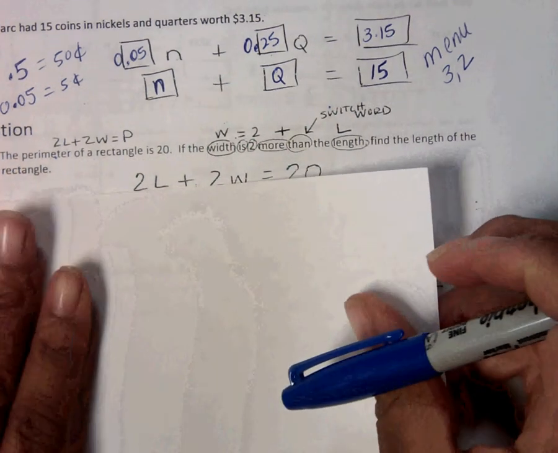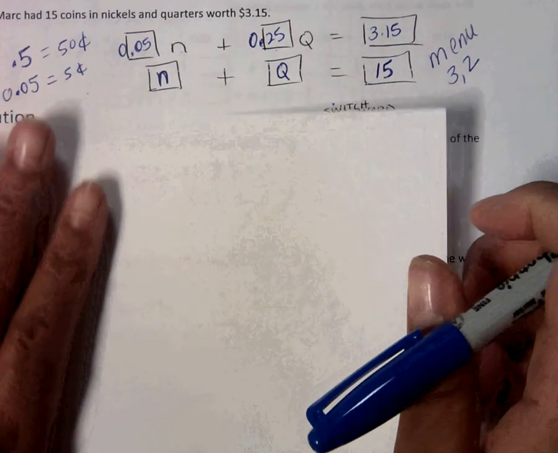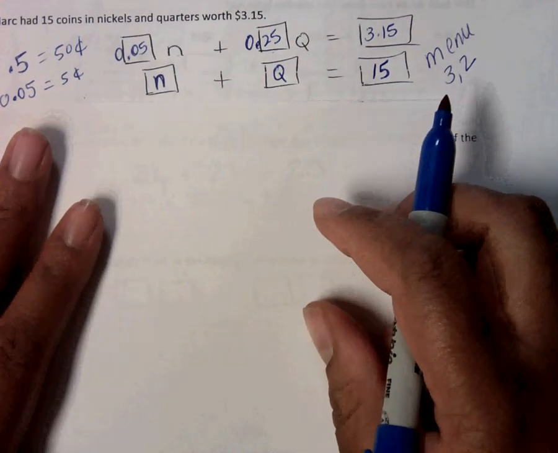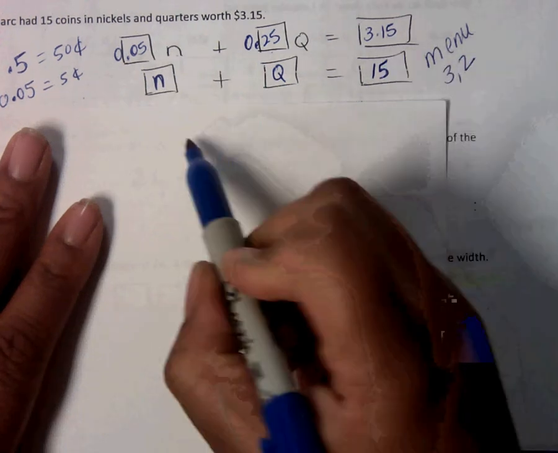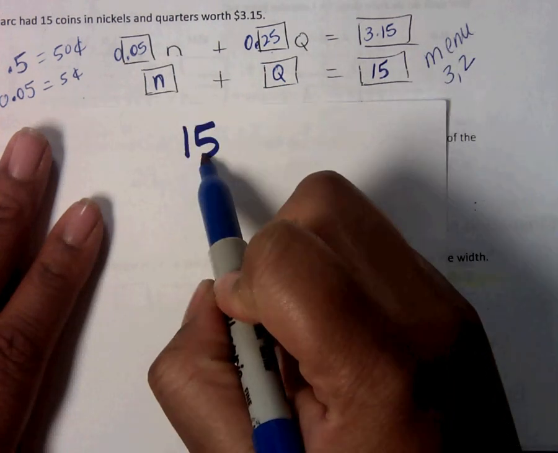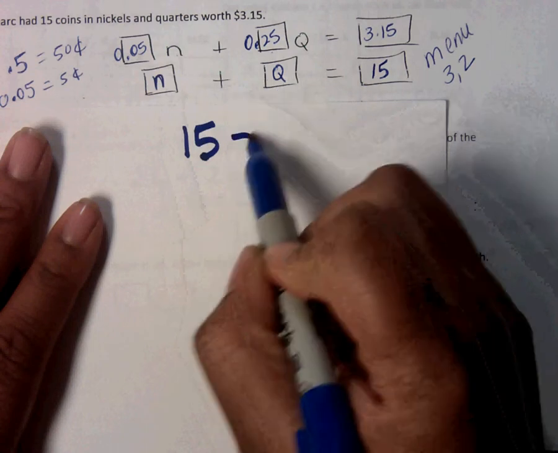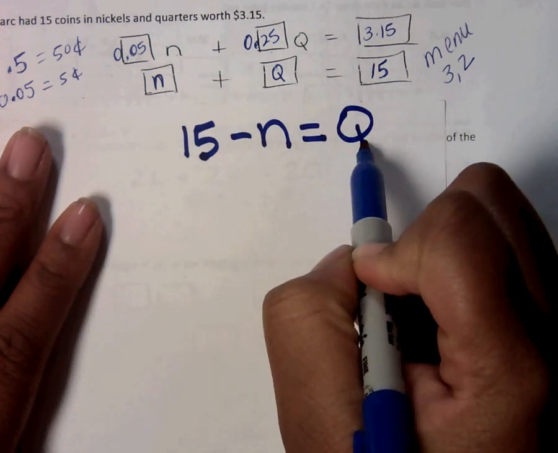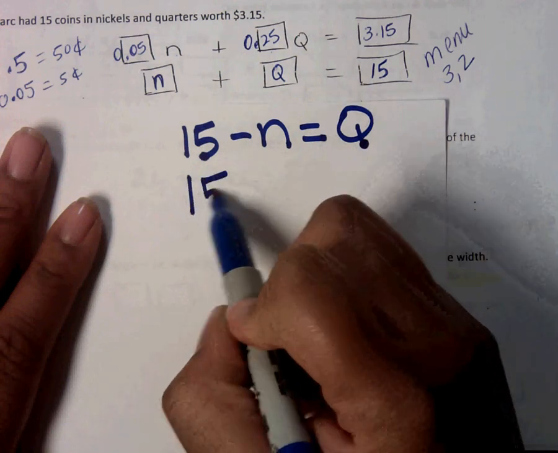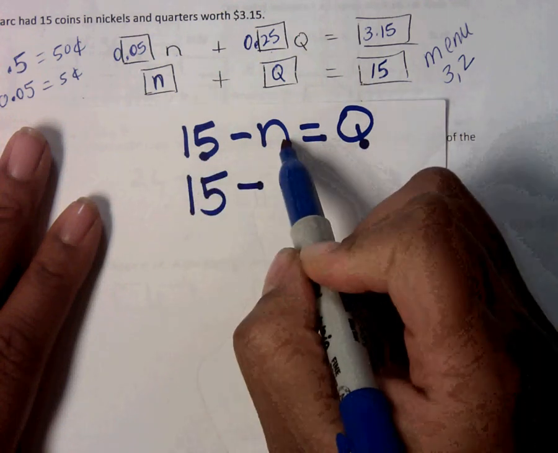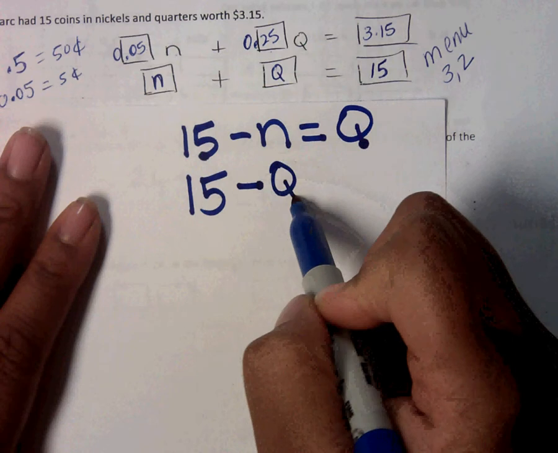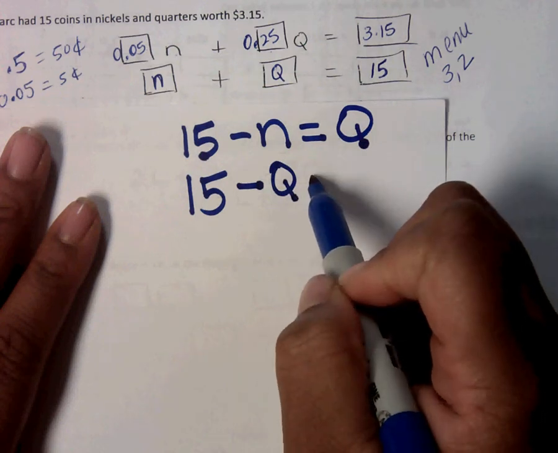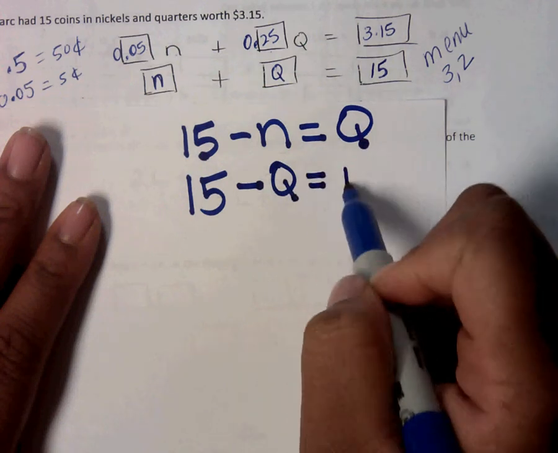Given this problem, N plus Q equals 15. Take the 15, the total, subtract off the N or the Q, and it automatically equals the other number. You can also start off with 15 and subtract off, not N, but the Q, because we've already done that, and then we set it equal to N.